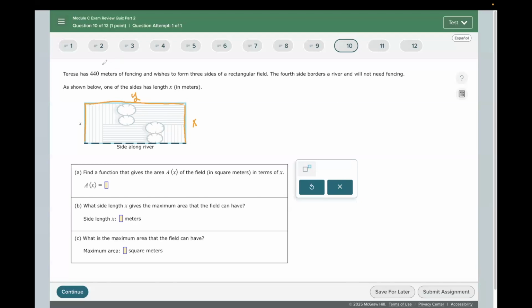So we know there's 440 meters of fencing. So 2x plus y is equal to 440. And we want the area, so that would be x times y. So we know that y equals 440 minus 2x. So x times y is the area. So x times 440 minus 2x. And why don't we expand it? So we have 440x minus 2x squared.